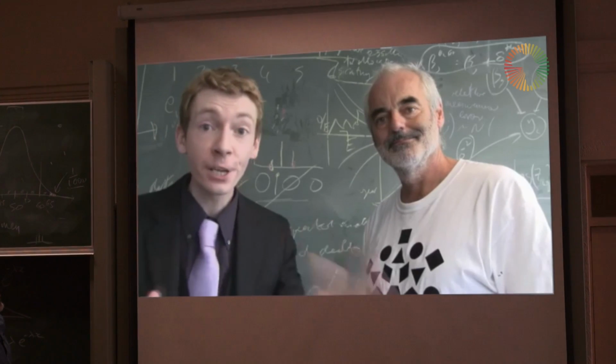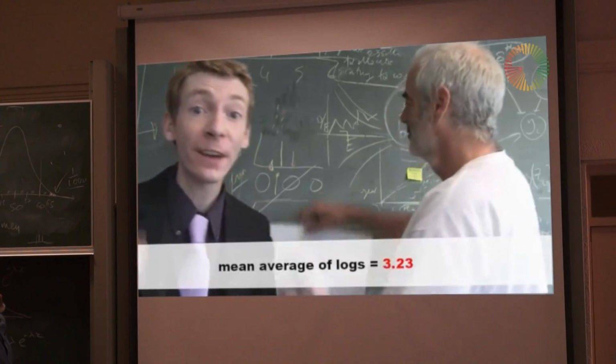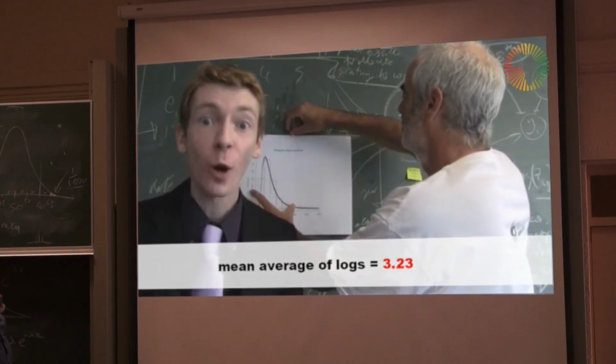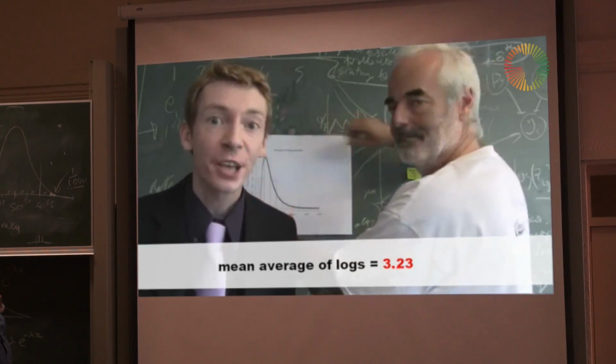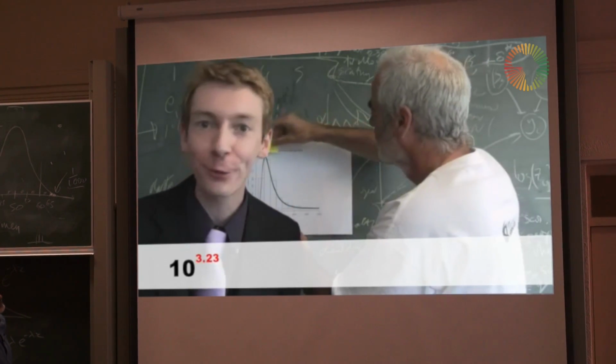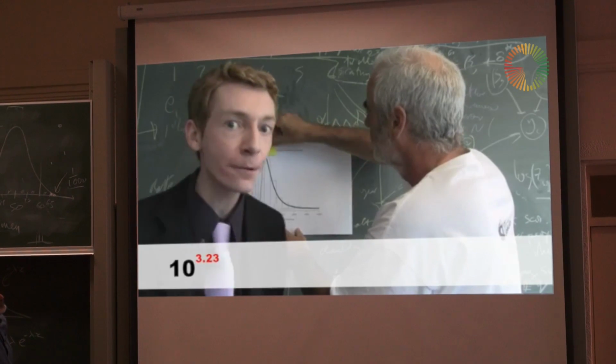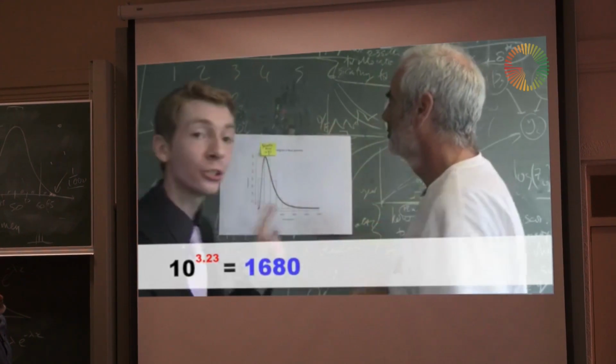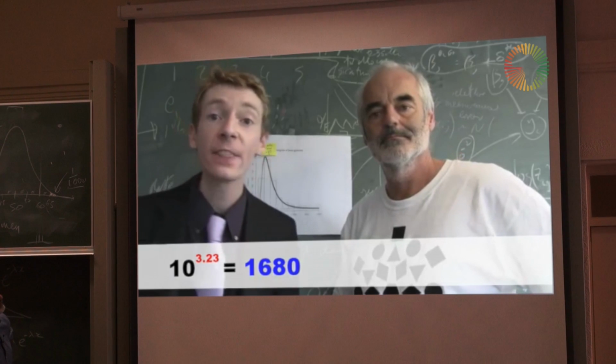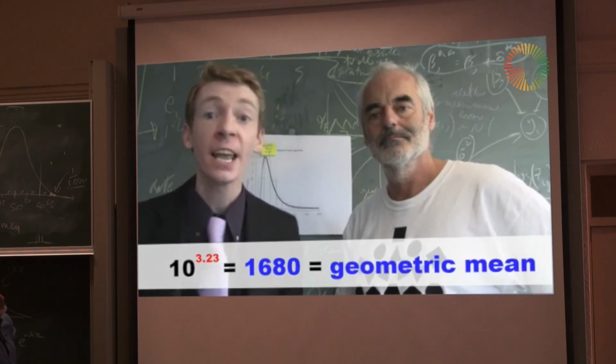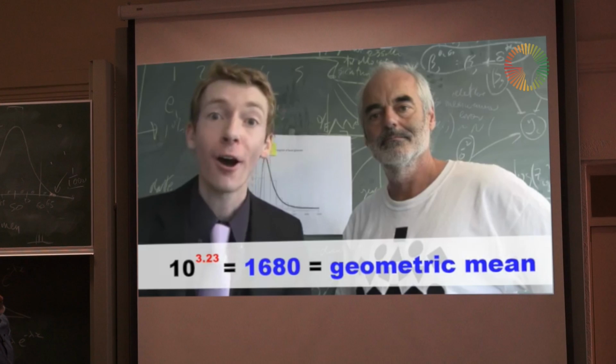We took the average of the log of the data and we found that the average power of 10 was 3.23. So we take 10 to the power of 3.23, we get our average now as 1,680. And this is called the geometric mean. It's the mean of the log of the data.